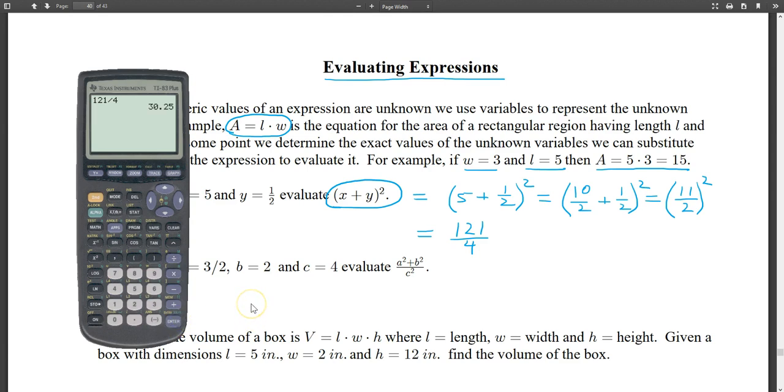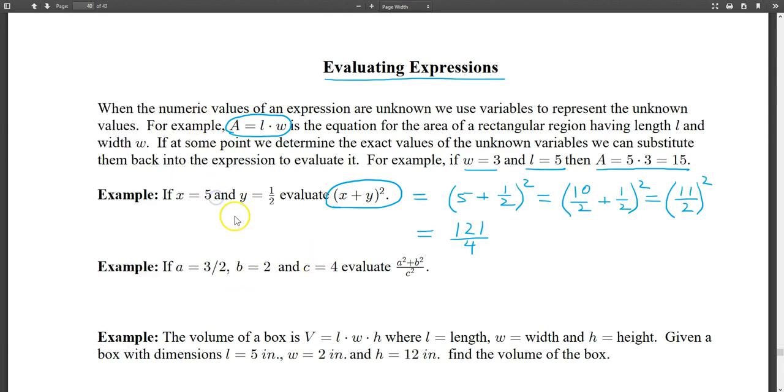All right, so 30.25. Also remember, if you evaluate 1/2 squared, you have to use the parentheses like that. So you could also evaluate it as, and there you go, 30.25.